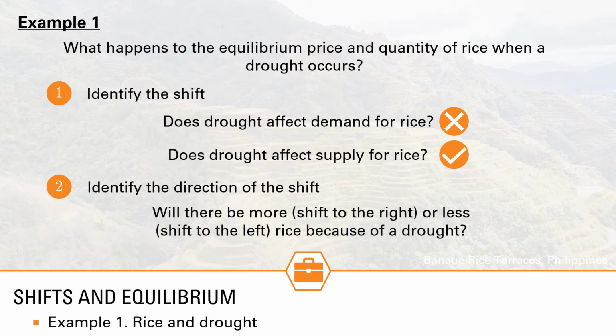So the main question is, will there be more rice or will there be less rice when we get a drought? If there's more, then we will shift the supply curve to the right. If there is less, then we need to shift the supply curve to the left. So have a think. If there is a drought, do we expect rice production to increase or do we expect it to decrease? Of course, we expect it to decrease, which means there will be a shift to the left. Okay?